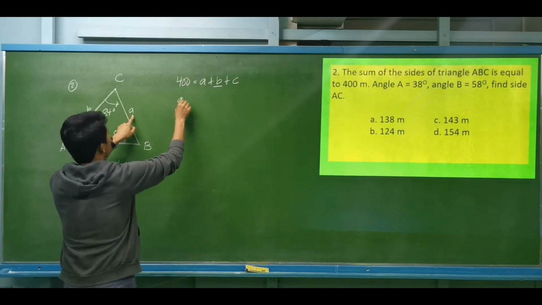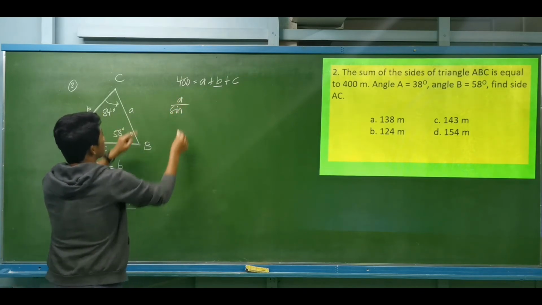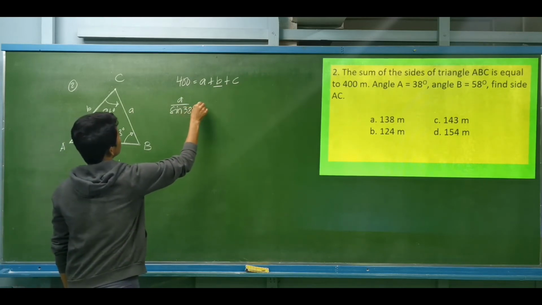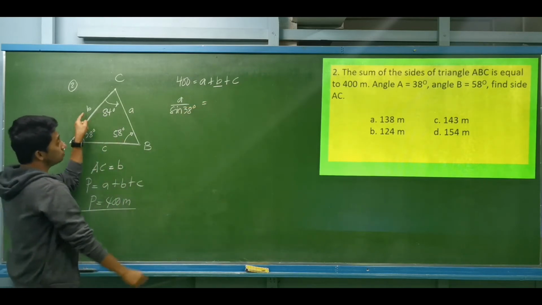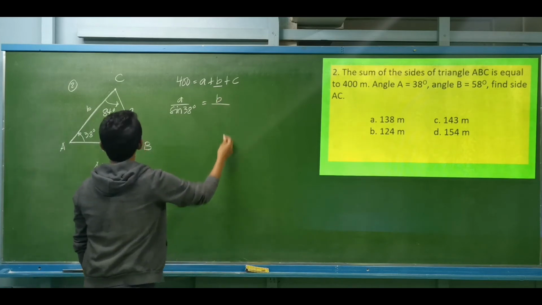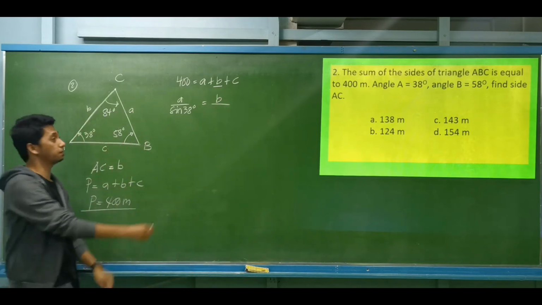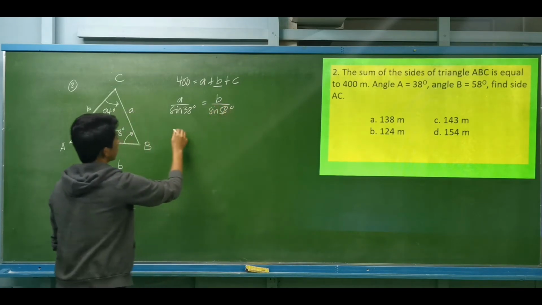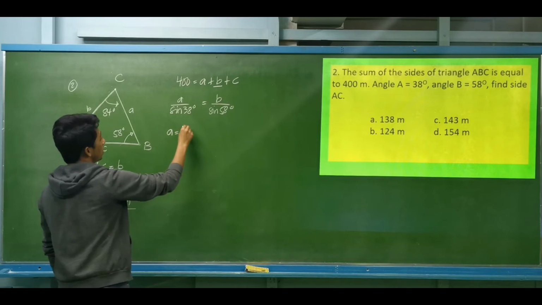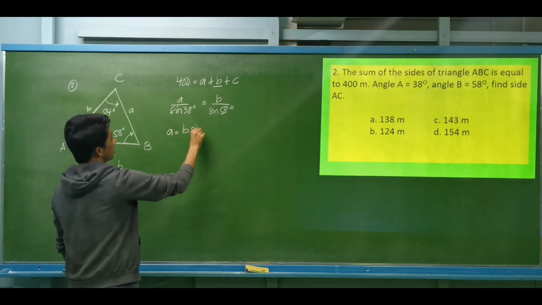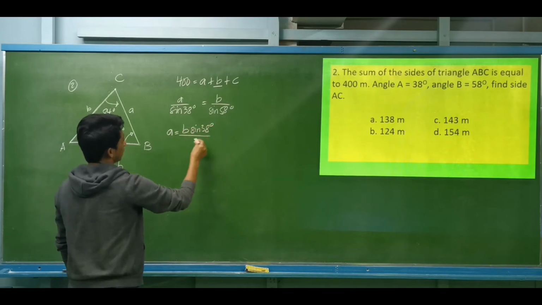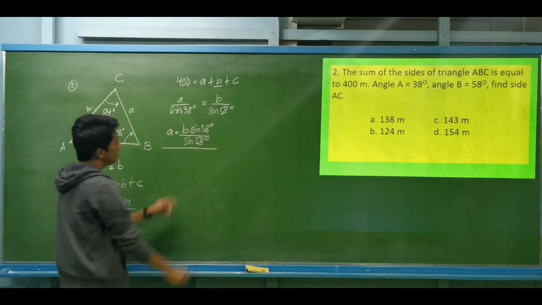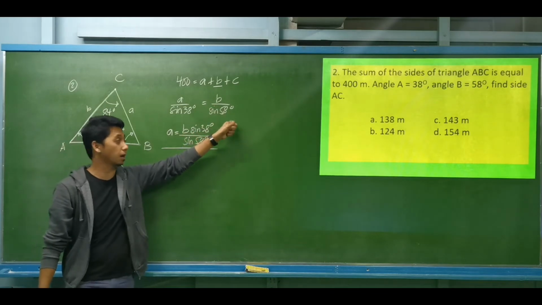We have A divided by sine. Ano yung opposite angle ni side A? That is equal to 38 degrees. Equal to, we have side B. So this is side B. Ano yung opposite angle ni side B? That is 58 degrees. So this is the sine of 58 degrees. So we have the equivalent of side A equal to side B, sine of 38 degrees divided by the sine of 58 degrees. Okay, meron na tayong equivalent ni A in terms of B.